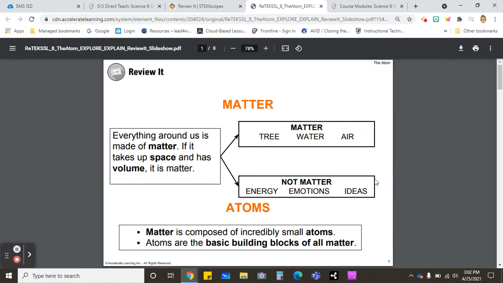So atoms. It's been a while, so this will be a good review. Matter. Everything around us is made of matter. It has space and it has volume. It takes up space and has volume.